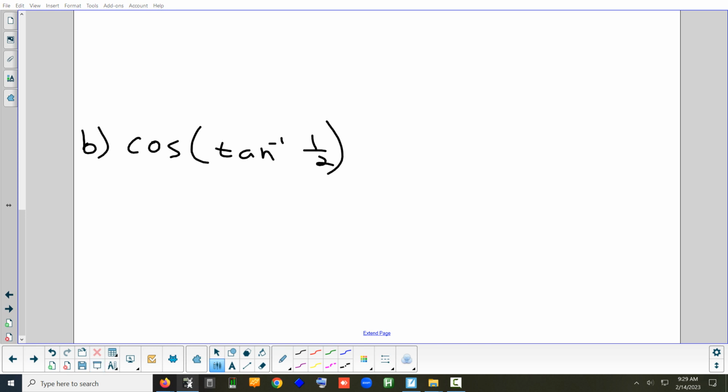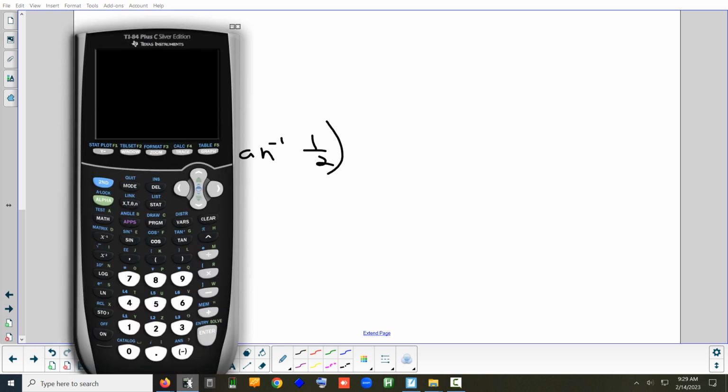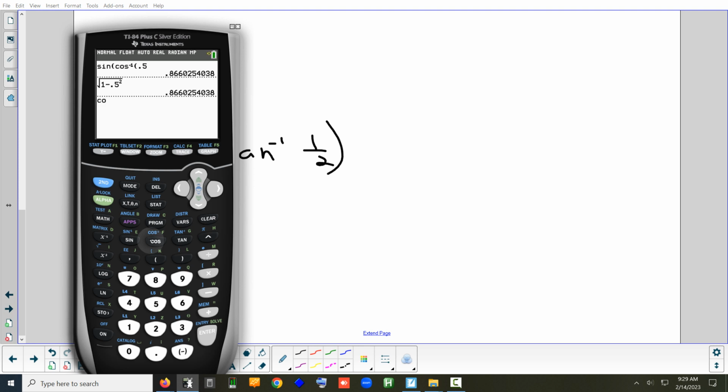And if you try to type this in on the calculator, the cosine of the inverse tangent of a half, you can get an answer, but the problem is it's a decimal. On a question like this, it's going to ask for the exact answer, and the calculator can't do that.